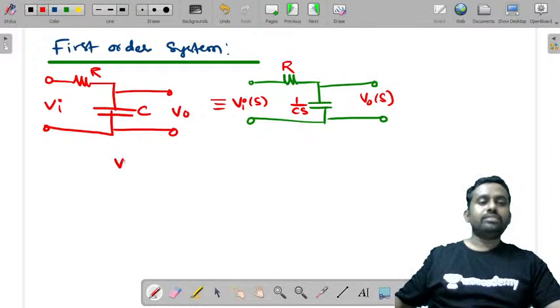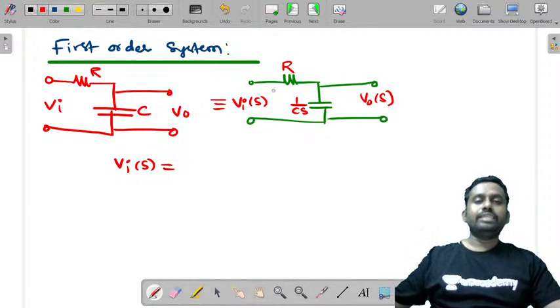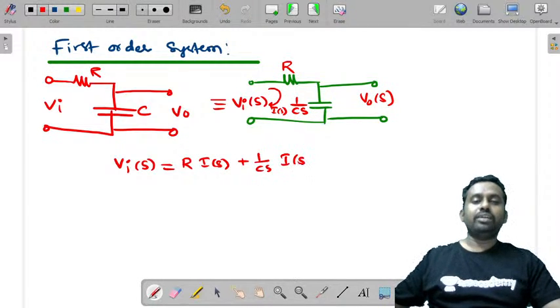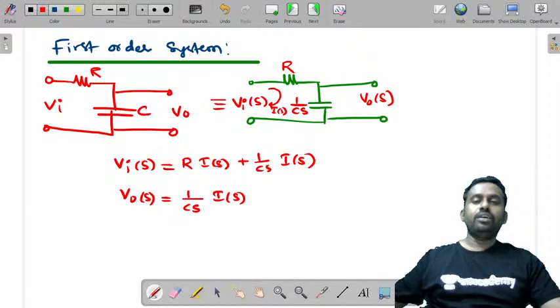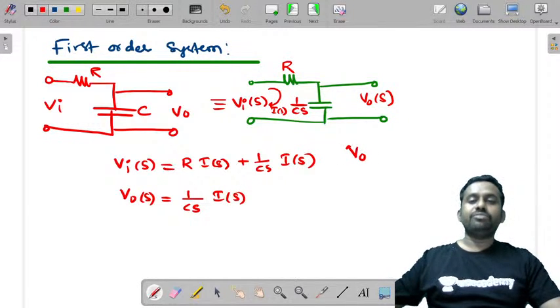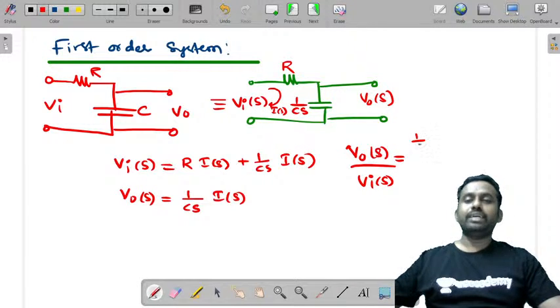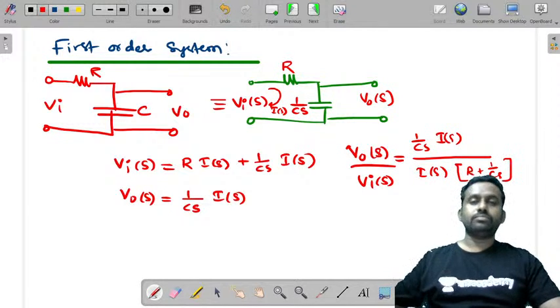Now let us find what Vi of S is equal to. Let us say a current I of S is flowing through this. It is R into I of S plus 1 by Cs into I of S. And write the output equation. V output of S is equal to 1 by Cs into I of S. Now what is the transfer function of this system? It is V output of S by V input of S. Let us write this as 1 by Cs into I of S by V input of S, and if you take I of S common, it is R plus 1 by Cs.